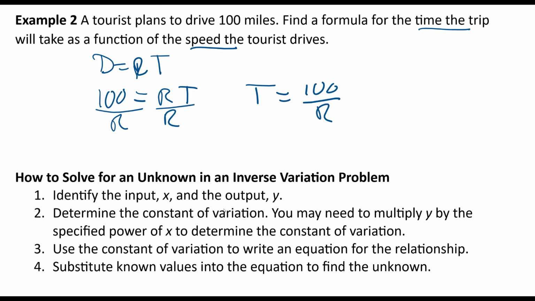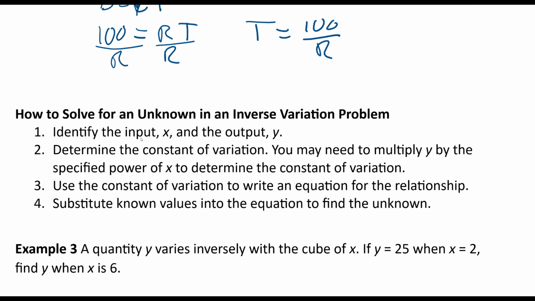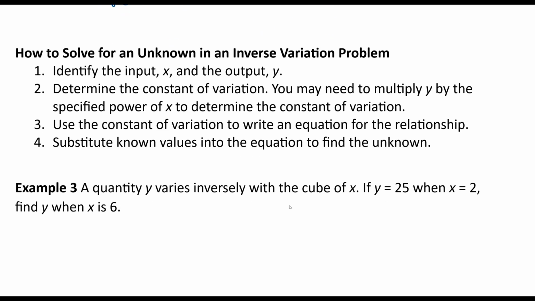So how to solve for an unknown in an inverse variation problem. Identify the input x and the output y values. Determine the constant of variation. You may need to multiply y by the specified power of x to determine the constant of variation. Use the constant of variation to write an equation for the relationship. Then substitute known values into the equation to find the unknowns.